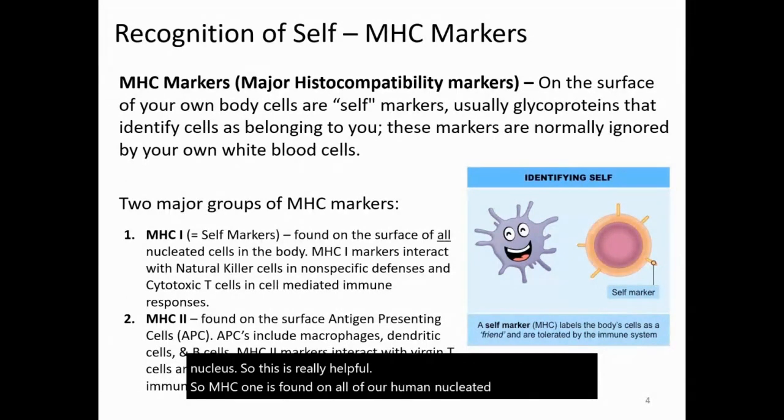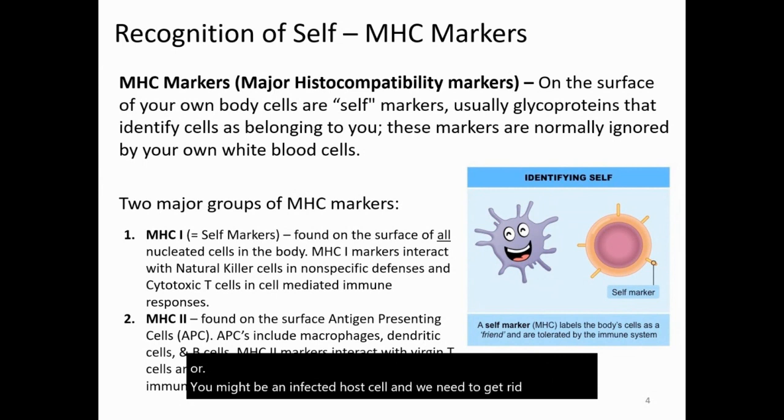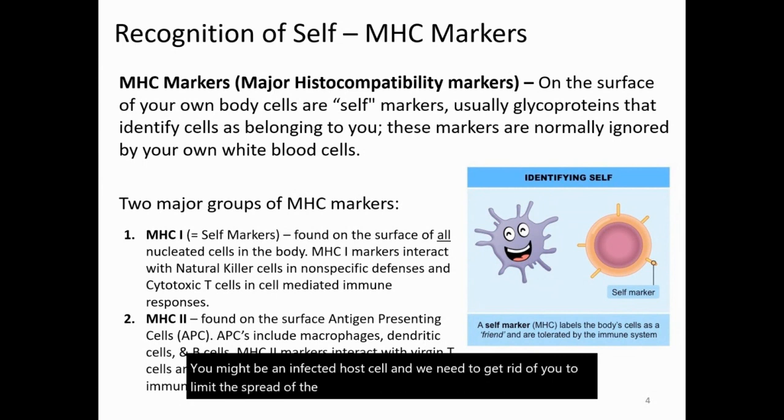Okay, and so this is how natural killer cells and certain types of T cells are going to be able to say, these cells do belong because they have MHC1, so they must be host human cells. Or, ooh, you do not have MHC1, so you should not be here. Either you are a pathogen and you don't belong, or you might be an infected host cell, and we need to get rid of you to limit the spread of the infection. Because remember, an infected self cell, maybe that cell of ours has been infected by a virus, it's not going to have as many MHC1s on its surface, okay?